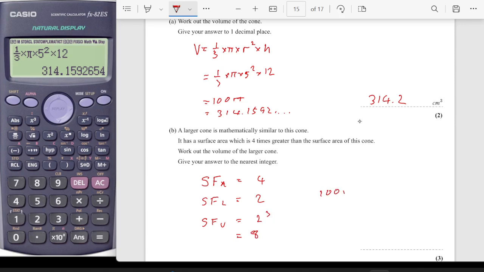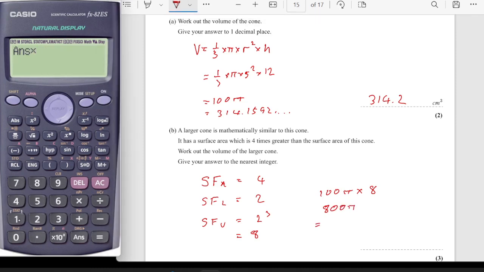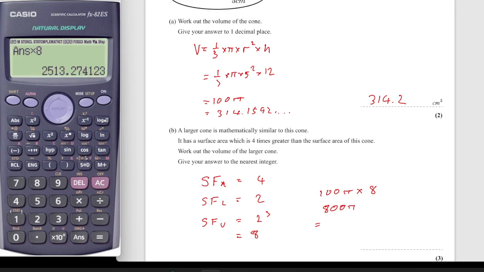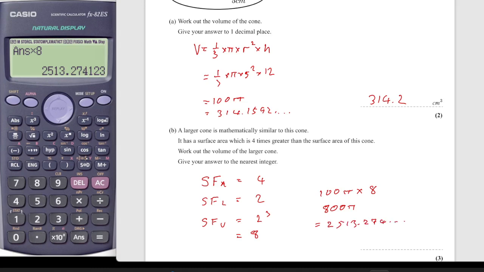So 100 pi times 8 is going to give me 800 pi, which is going to be equal to, so I want to times that value by 8, 2513.27274... So to the nearest integer, that's going to be 2513, and possibly a unit mark here, so centimeters cubed.